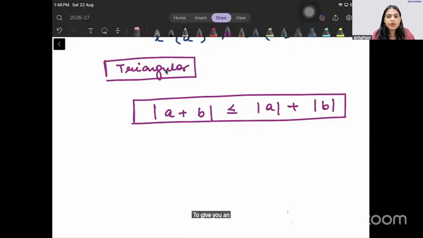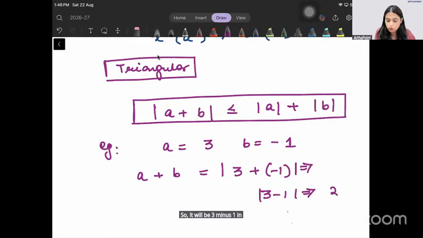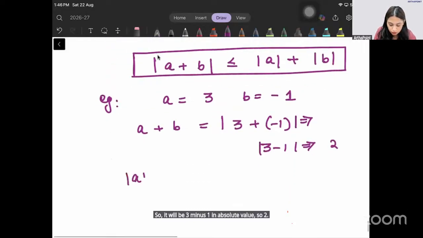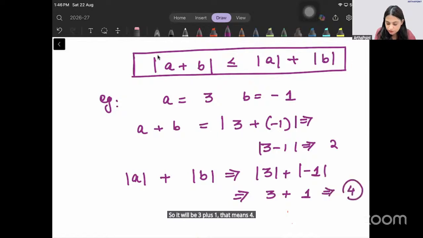To give you an example, let's say that a is 3 and b is -1. So if I do |a + b|, it will be |3 + (-1)|, so it will be |3 - 1|, so 2. If I do |a| + |b|, it will be |3| + |-1|, so it will be 3 + 1, that means 4.